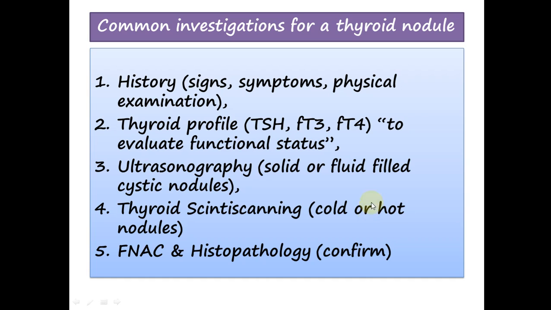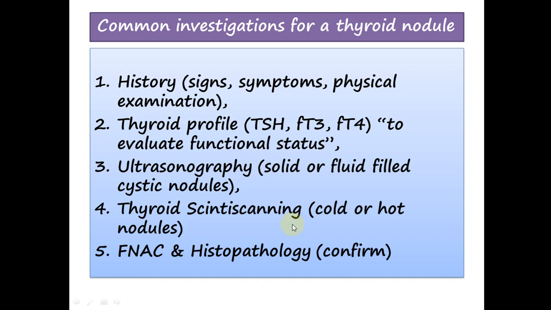For example, a hot nodule will take excess radioiodine and will appear very prominent in the scintigraphy scanning. That will tell us about, for example, Graves' disease, in which there is diffuse uptake of the radioiodine, and in multinodular goiter there is scattered uptake of the radioiodine.